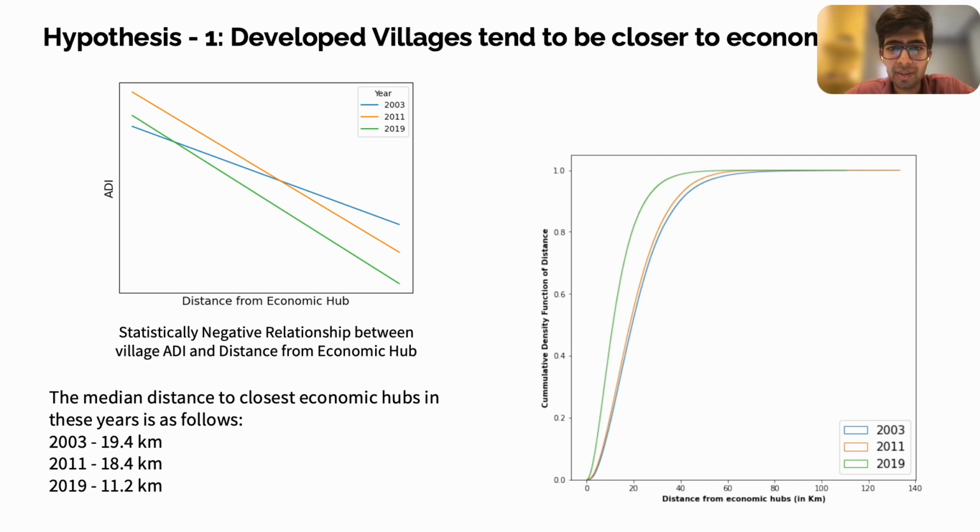We can also notice the plot on right, which shows the cumulative density of distance to closest economic hubs. We notice that curve shifts leftwards over the years, indicating that the distance to nearest economic hub is decreasing, thereby promoting development.